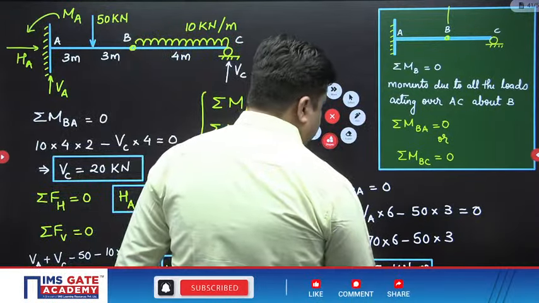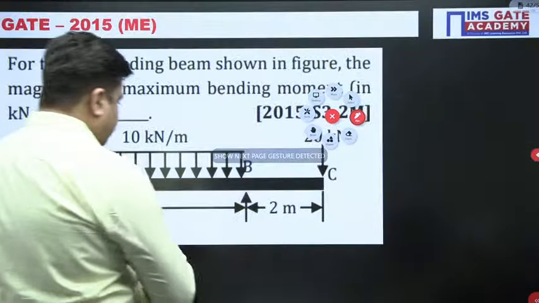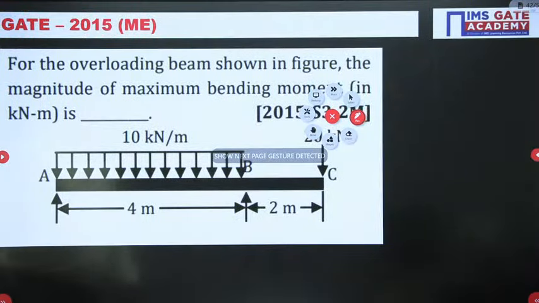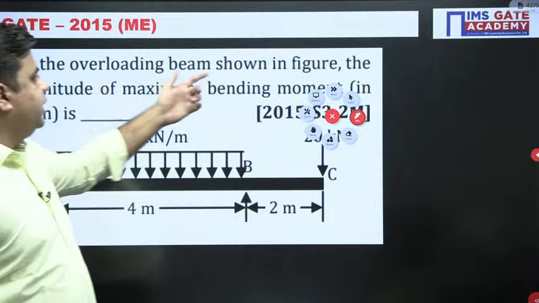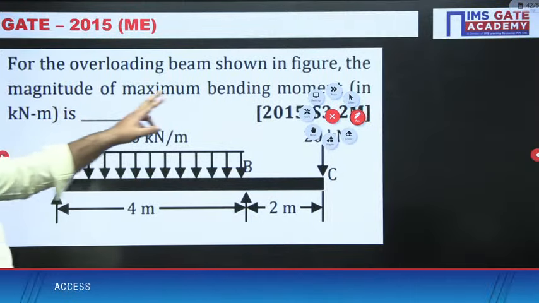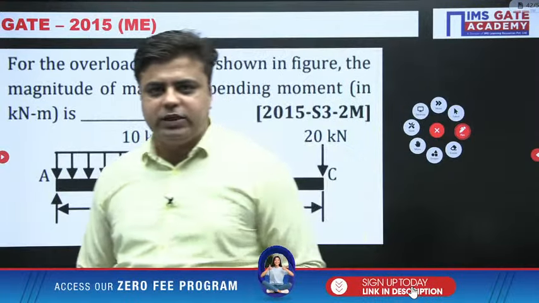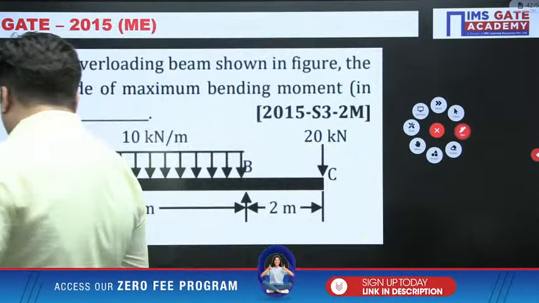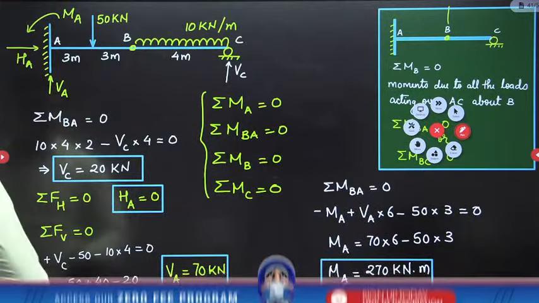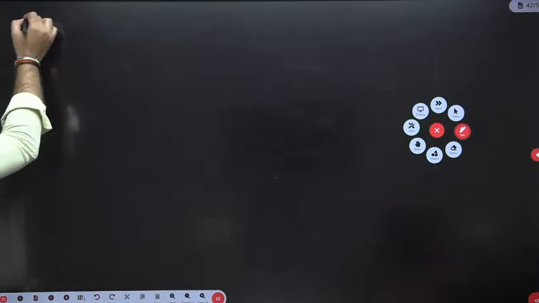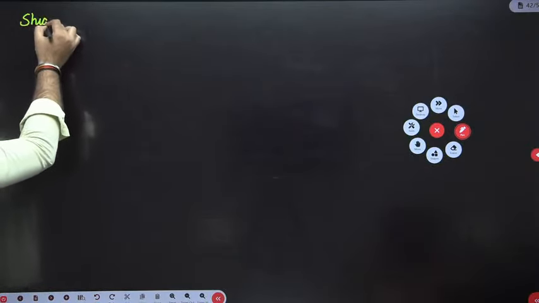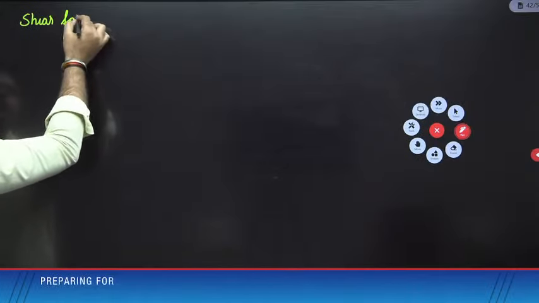Now, sir, let's move ahead with the next question. The question says, for the overhanging beam shown in the figure, the magnitude of the maximum bending moment. But before bending moment, shear force needs to be discussed, right? So first of all, what do we mean by shear force?